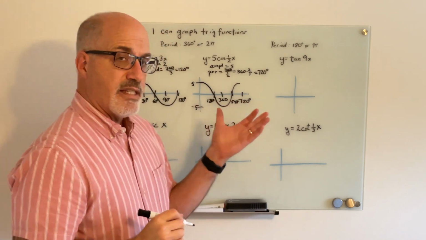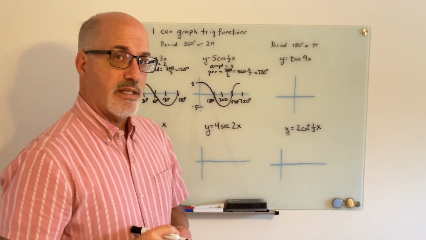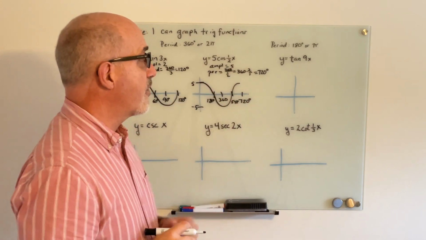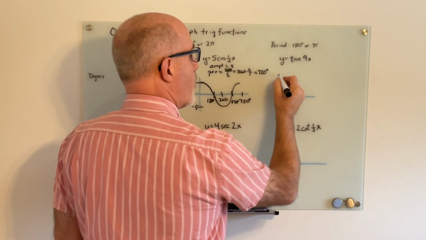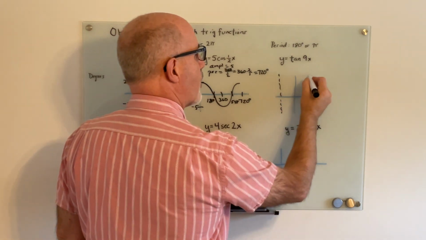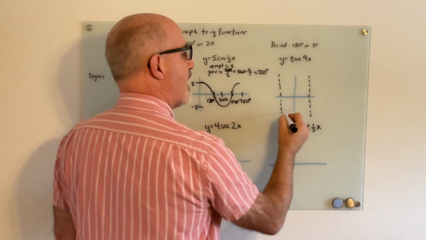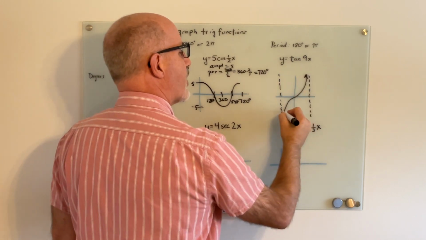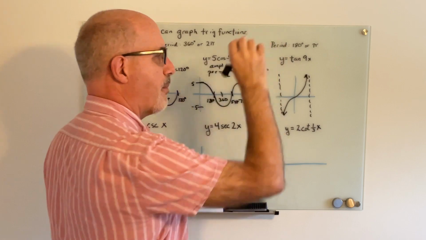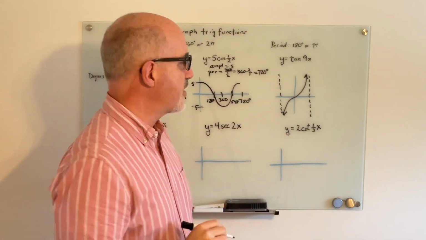Now let's do this tangent graph. We're going to do it in degrees, and remember the standard period for tangent is 180 degrees. Tangent, you do one negative asymptote and one positive asymptote, and then the graph will go through the origin, and then it slopes up and then goes next to that asymptote.